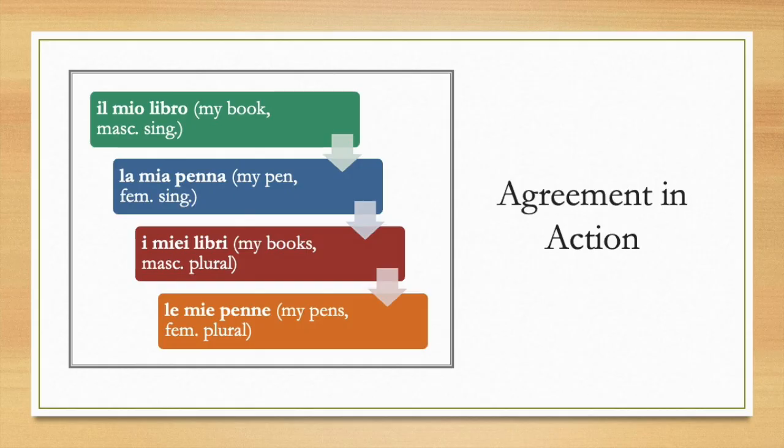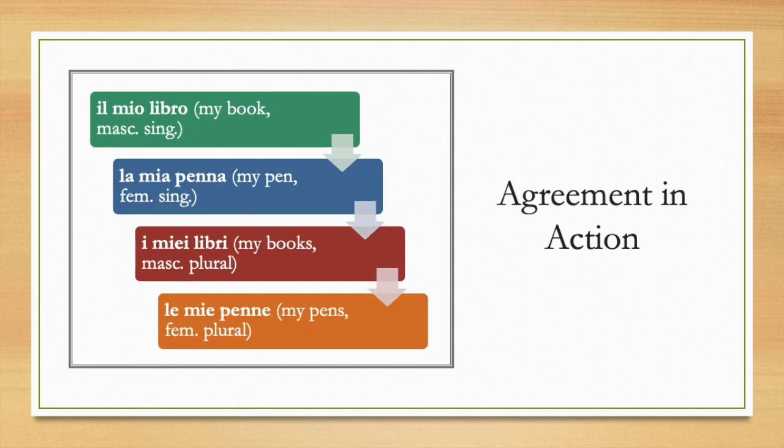They must agree in gender and number with the noun they refer to. For example, libro is masculine and singular, so you use il mio libro, my book, il tuo libro, your book. Penna is feminine and singular, so it becomes la mia penna, my pen, or your pen, la tua penna. When the noun is plural, the possessive form changes accordingly. I miei libri, my books, le mie penne, my pens, and so on.